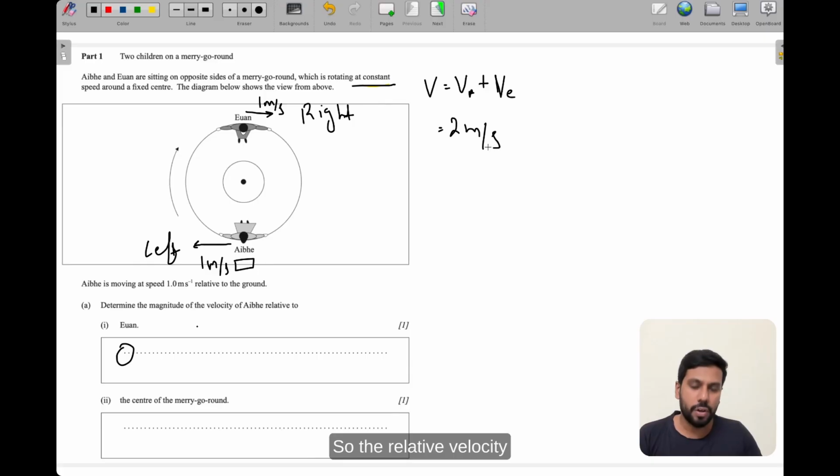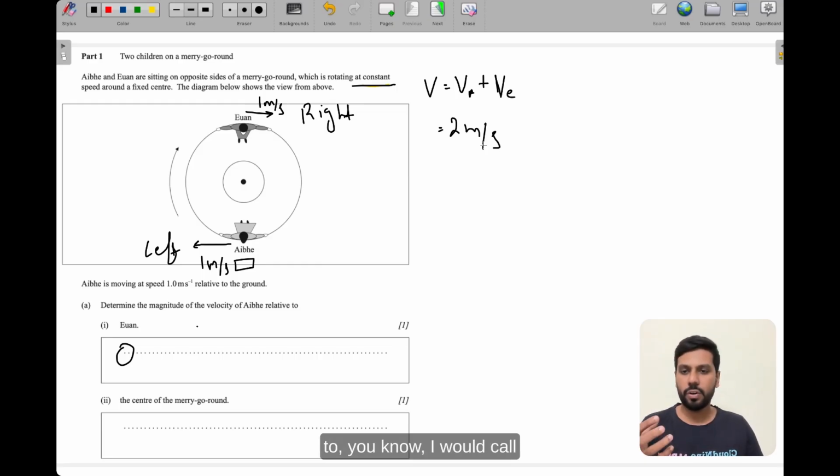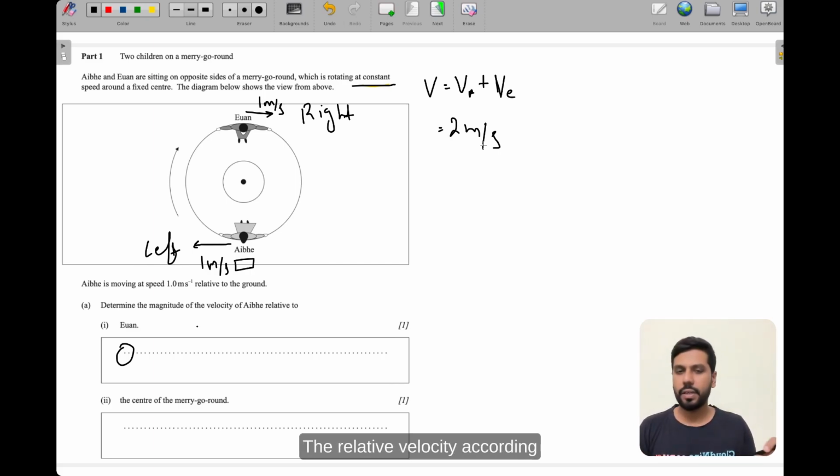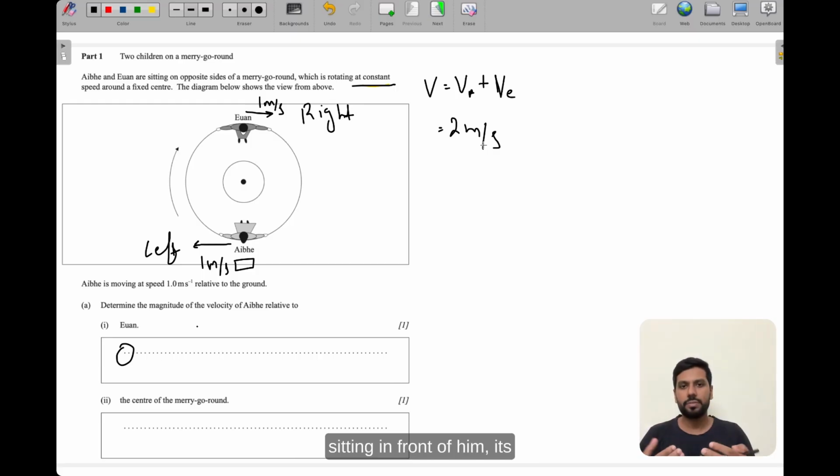So the relative velocity, in vector form, is going to be in the opposite direction. But when you are actually sitting in front of him, its velocity is zero. Relative velocity is zero because you are not looking at the other person in motion. The person is still at rest.